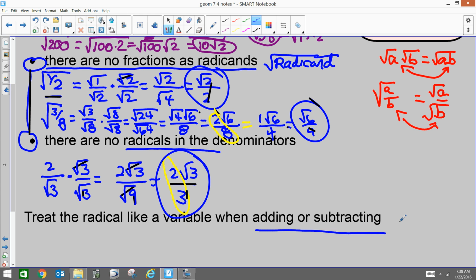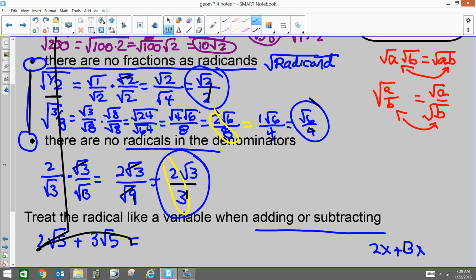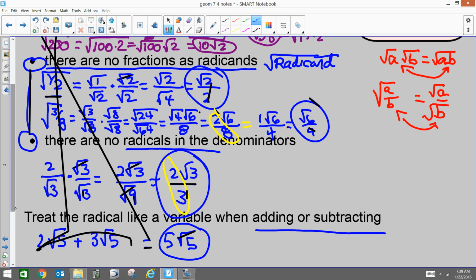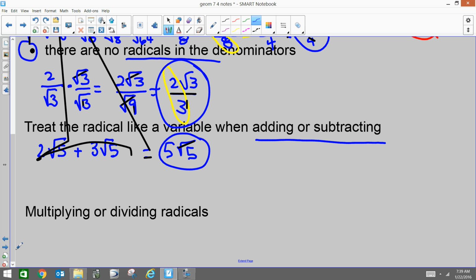Okay? All right, so treat a radical like a variable when adding or subtracting. For example, if I have 2 radical 5 plus 3 radical 5, it's sort of like 2x plus 3x, which means I'm just going to add the coefficients. That is 5 radical 5, and I'm done with it. I'm sorry about the line. I'm just going to have to ignore it.